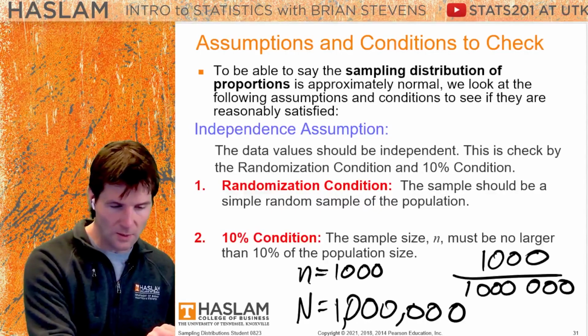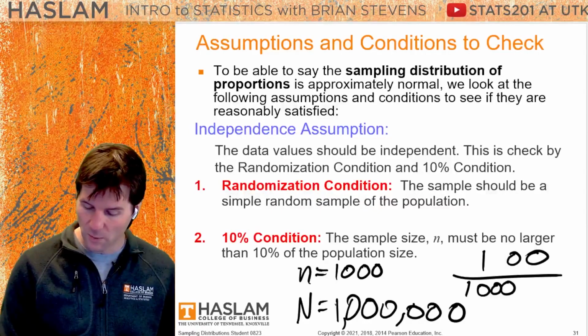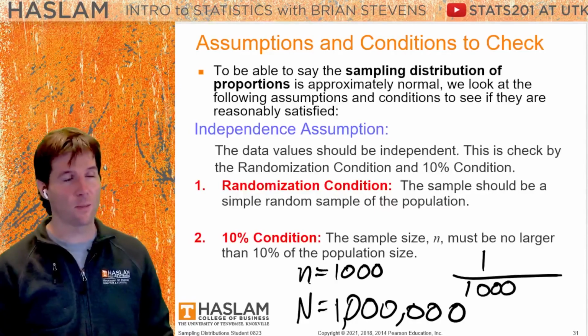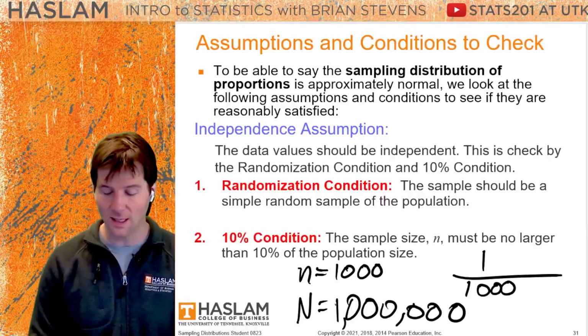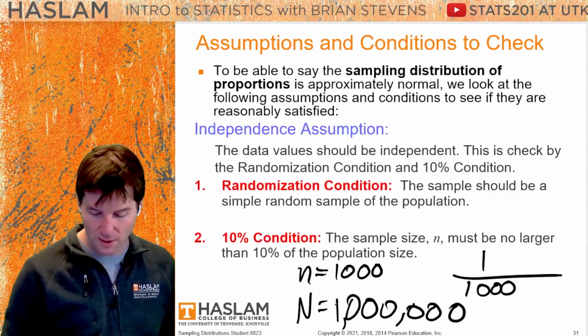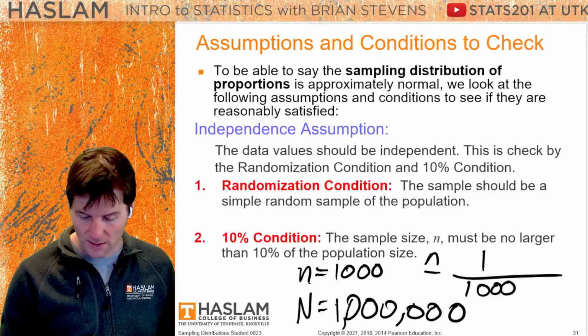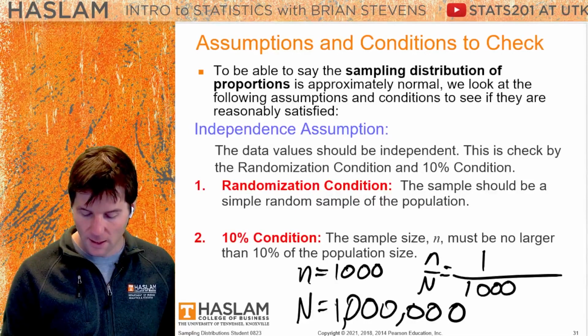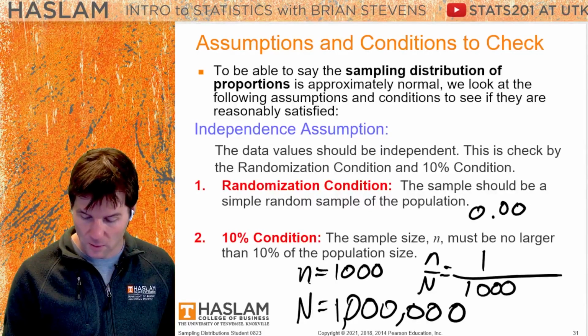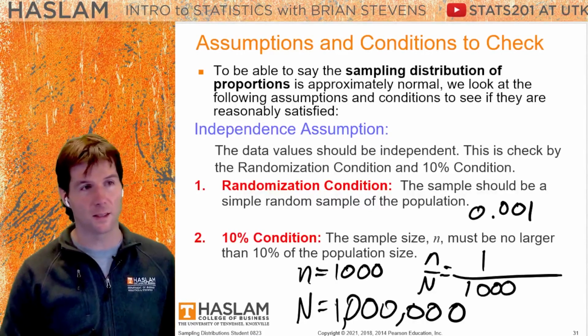You can cancel out some zeros. You notice we took at most 1/1,000th of the population. We have to take less than 10%. We took, and this is lowercase n over capital N, and if this is less than 10%, we're good. It mathematically is going to be this, which is way less than 10%.